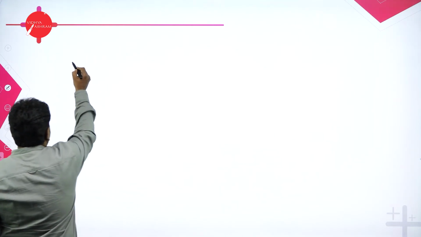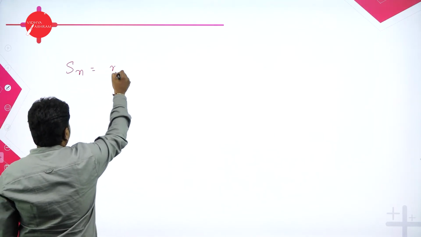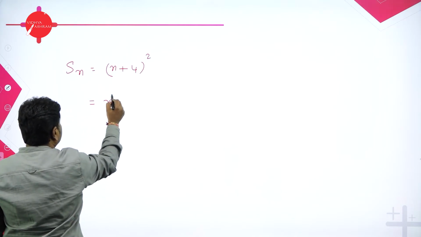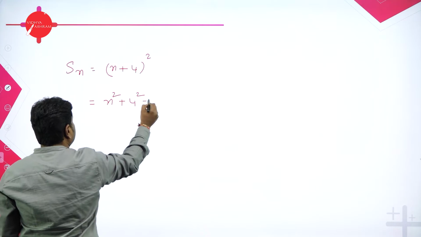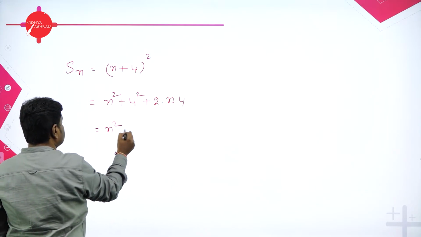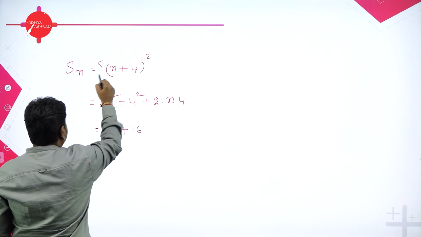So, Sn is equal to, we got n plus 4 the whole square. Apply a plus b the whole square. What is a plus b the whole square? a square plus b square plus 2ab. That is n square plus 16 plus, so summation.